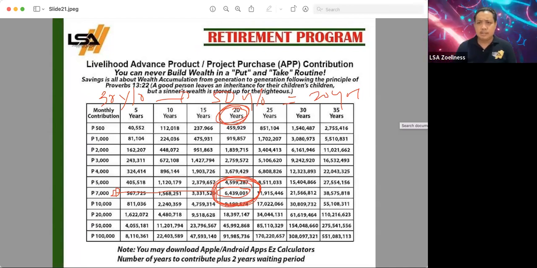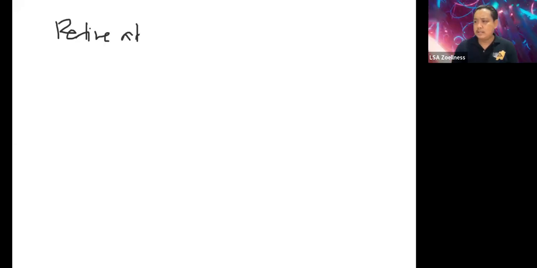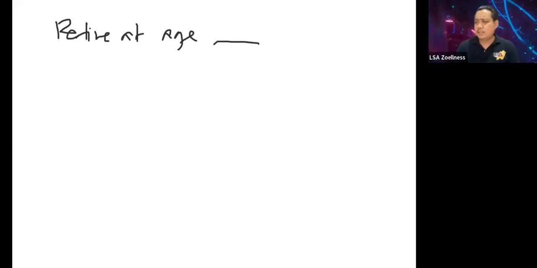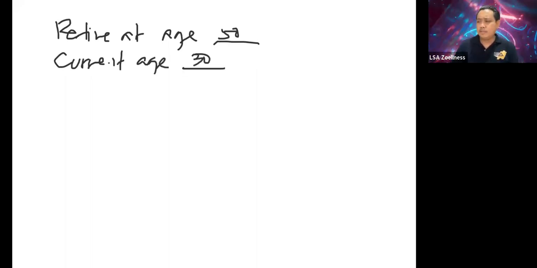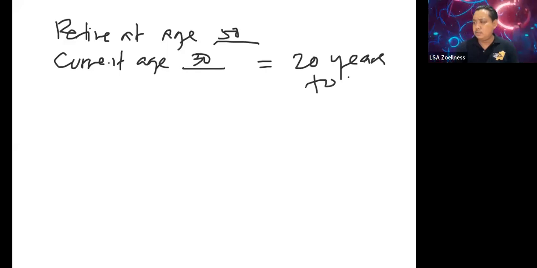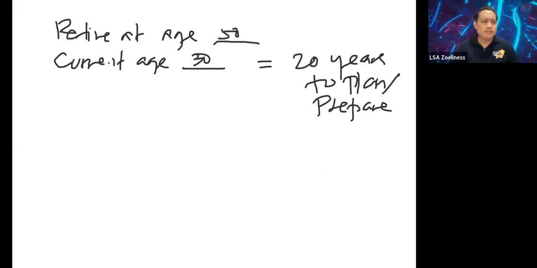So ngayon ang tanong is, how are we going to determine how much is the retirement? What's the amount needed for your retirement? So maggagawa tayo ng mga series of computation. We have said, ulitin natin, you will determine the time. So retire at what age? Let's say you will retire at age 50. Your current age is 30, so you still have 20 years to plan or prepare.